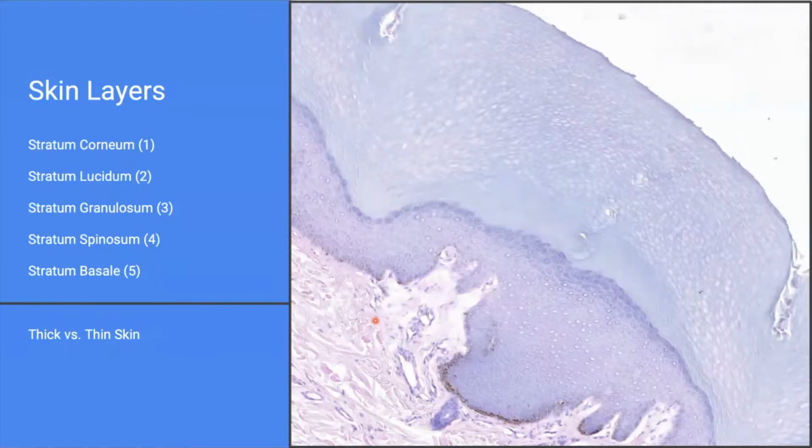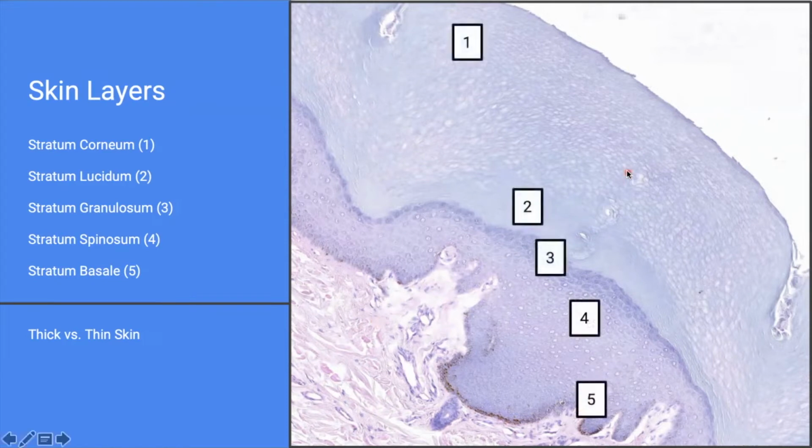So as far as the 5 layers, we have our stratum corneum out here on the very outside. We have our stratum lucidum, which is almost translucent is how I like to think about it. You can't really see individual cells. They all sort of blend together. That layer is going to be our second outermost. And then our third outermost, our middle layer, is going to be our stratum granulosum.